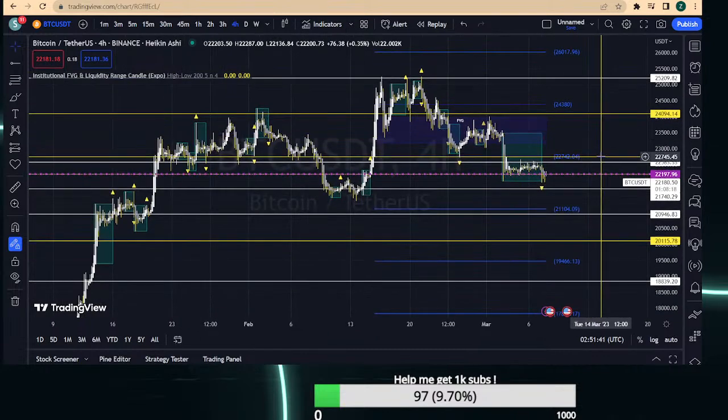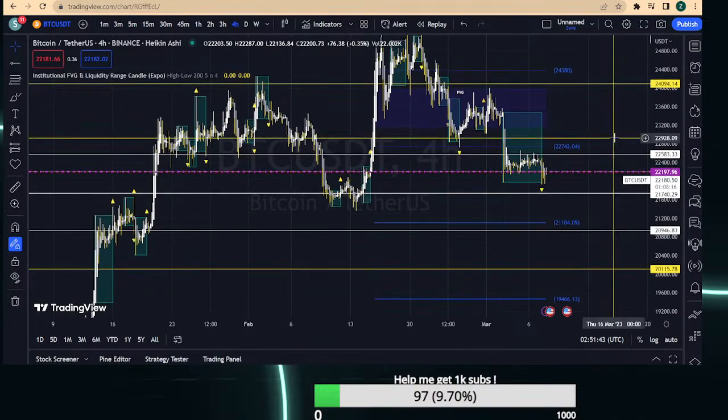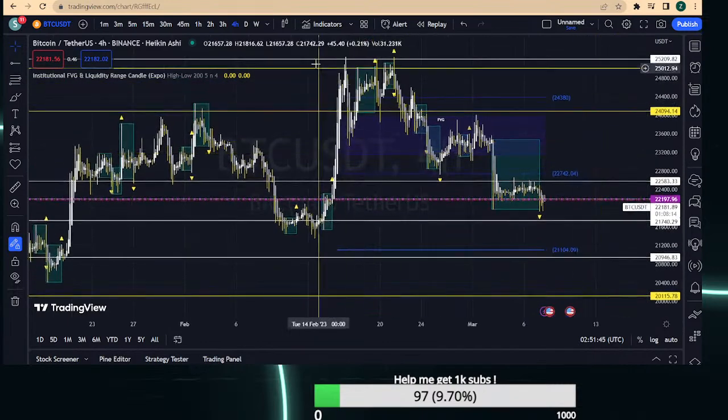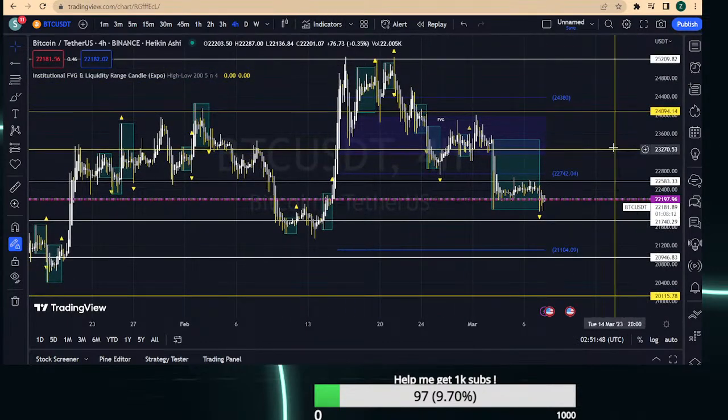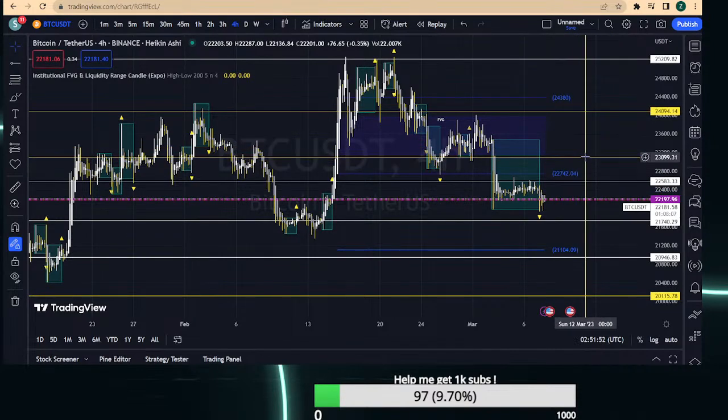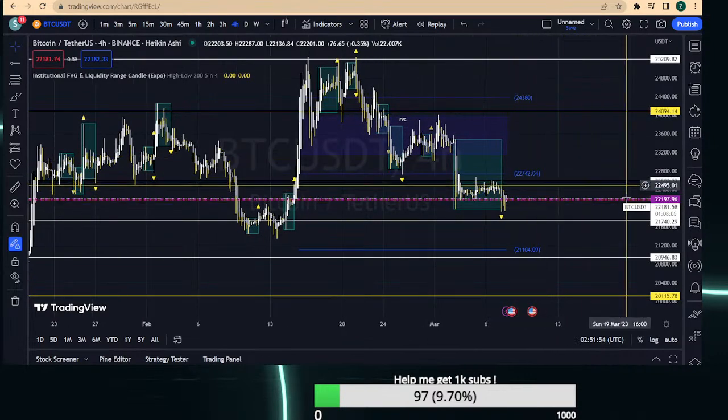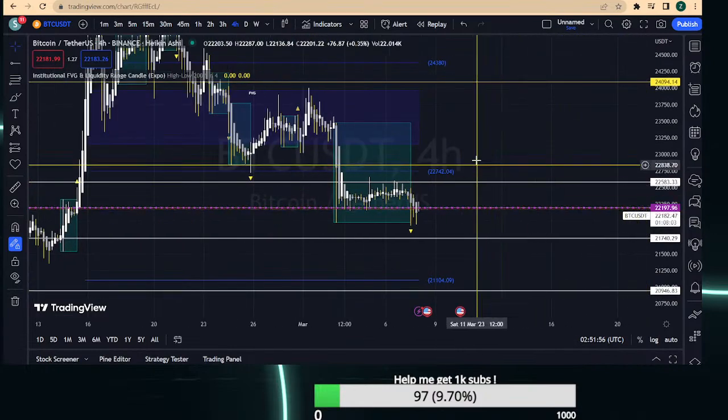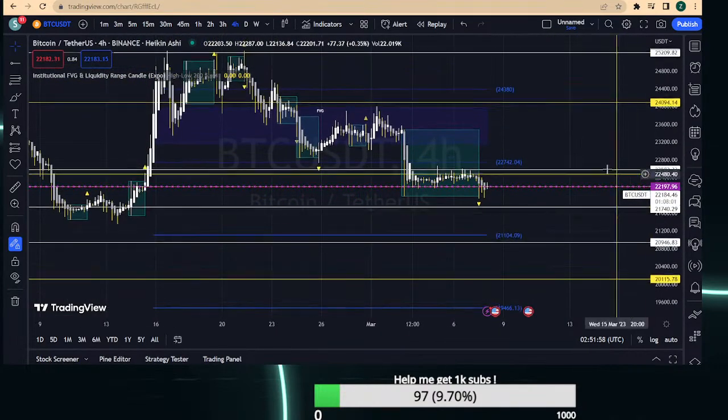Now I did not produce these, I just used them. They're free to use on TradingView. So feel free to go ahead and use them and experiment and see what you can do with them.